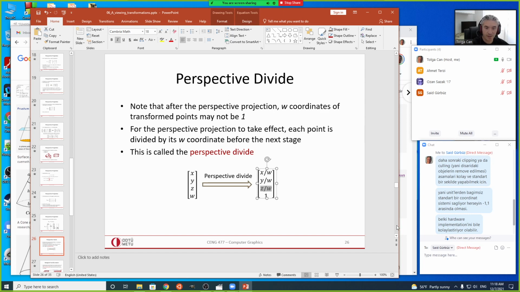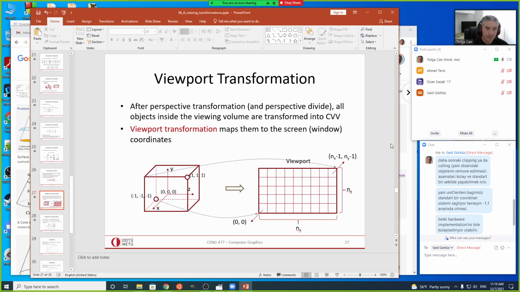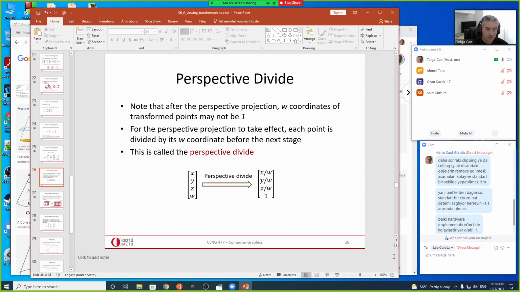Okay, don't forget about this. All the coordinates for the points, for the vertices that we see, are between -1 and 1. There may be points that are outside the viewing volume, which will have different values, larger or smaller than -1. And after perspective, this concludes the projection transformation.